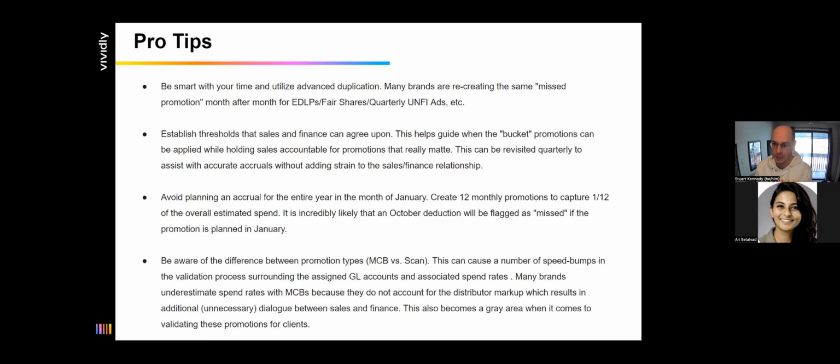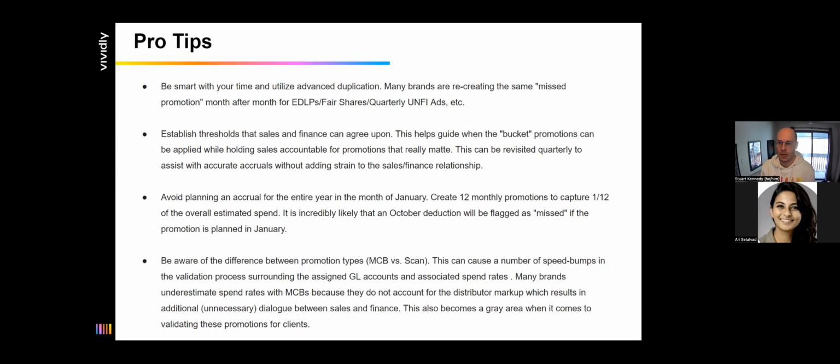And then obviously with our matching technology, create your promotions in such a way that the matching logic also makes sense. It can easily find that promotion if it's in the month that that deduction was received. So the last piece here, be aware of different promotion types and the nuances between them. This can be so important. The one example I'll give you is, let's say you're running a TPR in Sprouts. Is it an MCB or is it a scan?